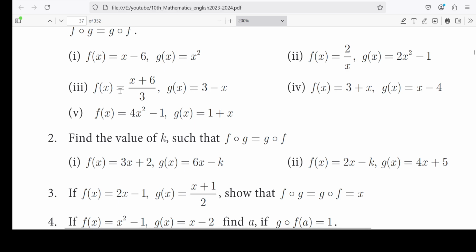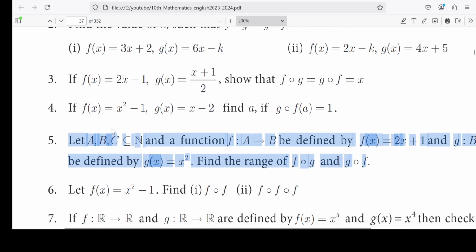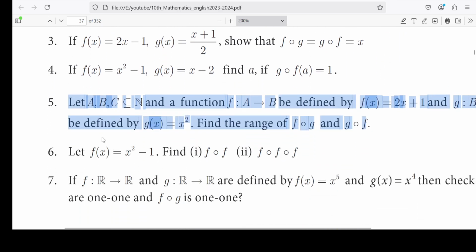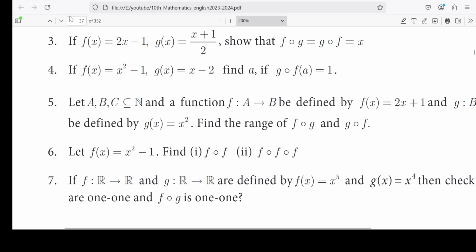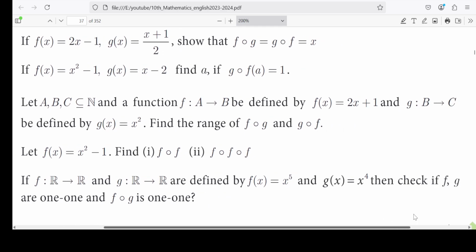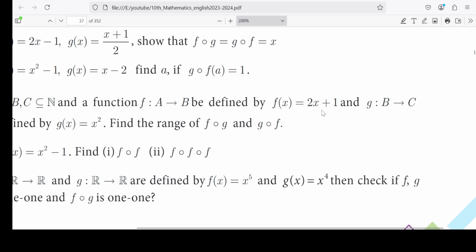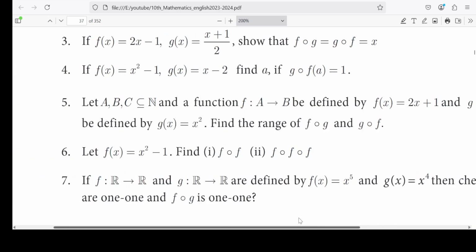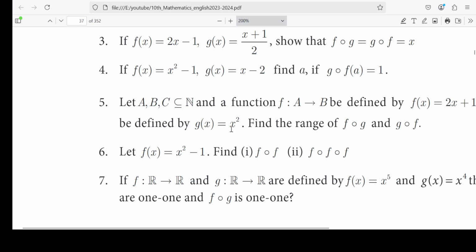Now we can see the solution. Now we can see question number 5. Let A, B, C be subsets of N and a function f from A to B be defined by f of x equals 2x plus 1, and g from B to C be defined by g of x equals x square. Find the range of f of g and g of f.